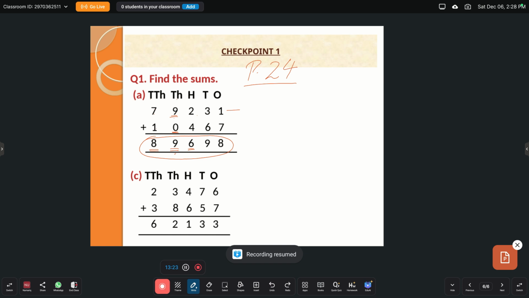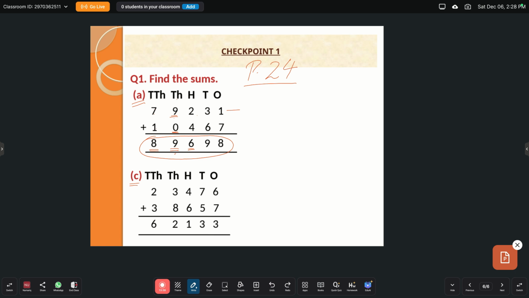Okay, beta. So this was our part number A. You will stop the video here. You will pause it and you will do part number B that is written in your book. After doing part number B, we will do part number C.